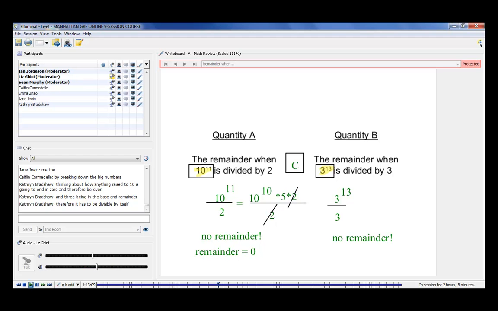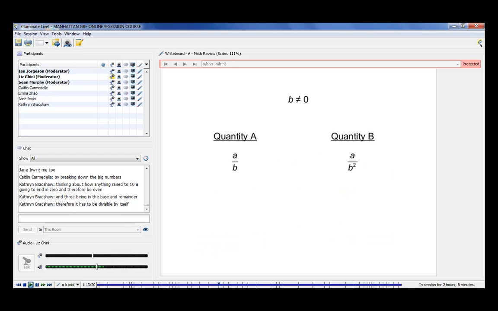Okay. All right, let's see. I have another one in my collection. Let's see this one. All right, here's another fun little problem. Try this one.